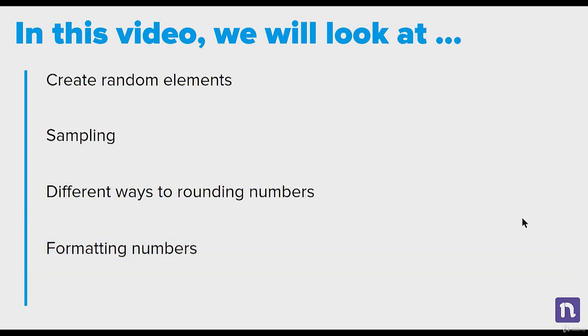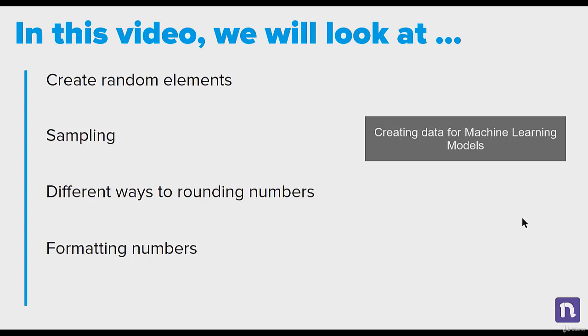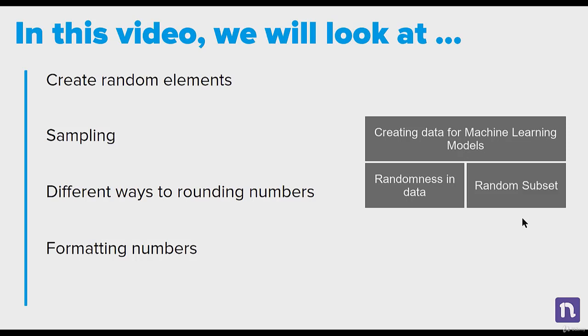But why learn about random numbers and sampling in the first place? The reason is these are very foundational and supporting topics when you are working on creating machine learning models. If you want to introduce some sort of randomness in your data, or you want to select a random subset of your data, these are some of the techniques that you will use on a day-to-day basis as well.